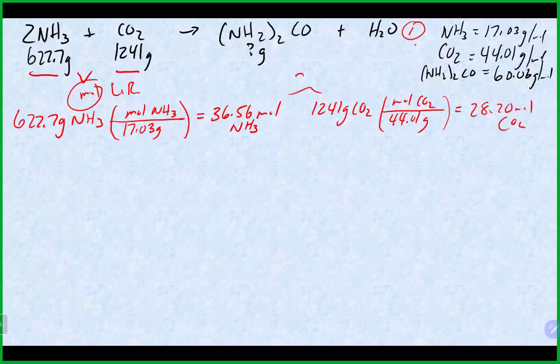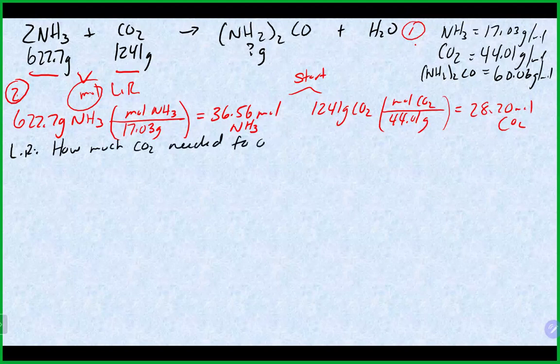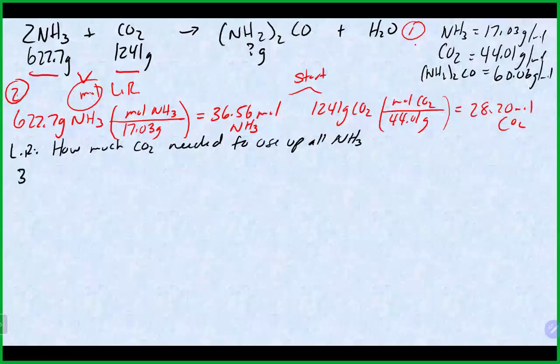Once again, this is really like your starting amount of each of these guys, those numbers that we got. So because it is a limiting reagent problem, we do need to take a little sidestep here in the calculation and do a basic little calculation to figure out which one is the limiting reagent. So I'm going to see how much CO2 is needed to use up all of the NH3. So I'm going to start with my NH3, which is 36.56 moles of NH3.